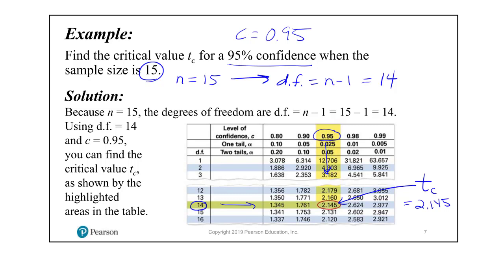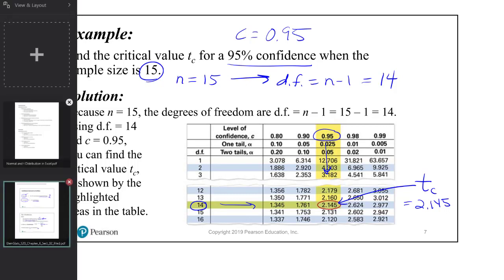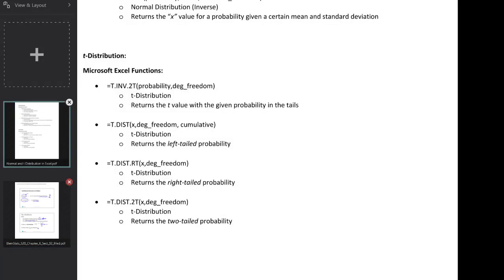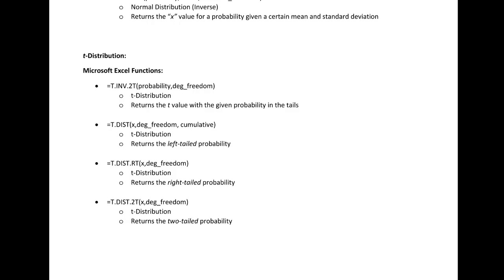Of course, we're not going to want to use a chart. We're going to want to use some technology here. So I'm going to bring up the normal and t-distribution in Excel file that I have available for you here. We can easily do this sort of thing with Excel. The first thing we're going to look at is using the inverse t distribution, two-tailed, to give us t-values. In this case, we're looking to get critical t-values.